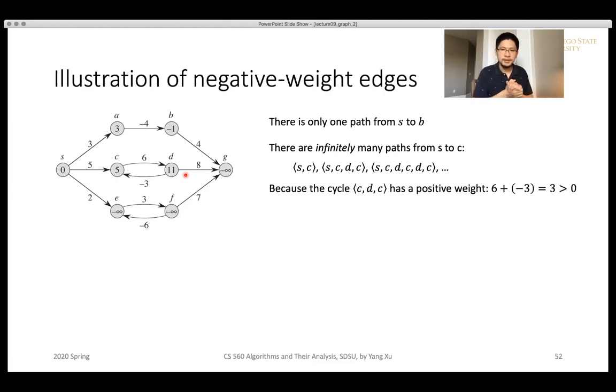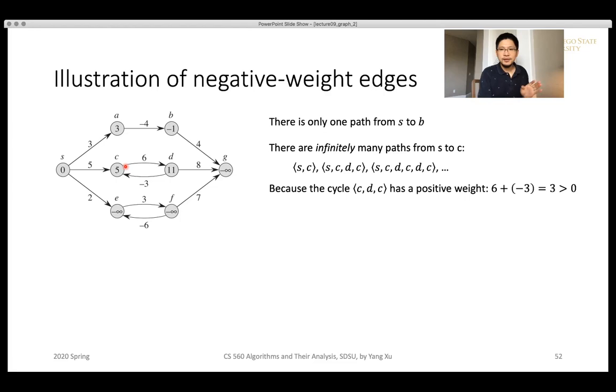But the cycle from C to D to C has a positive weight, right? Because the weight of CD is 6 and the weight of DC is -3. So the summation of one cycle is 6 plus -3, which is 3. We can say it another way. If we go through that cycle from C to D to C, it'll cost us 3 in total. So 3 will be the total cost of going through that cycle one time. That means if we go through that cycle multiple times, the cost will increase.